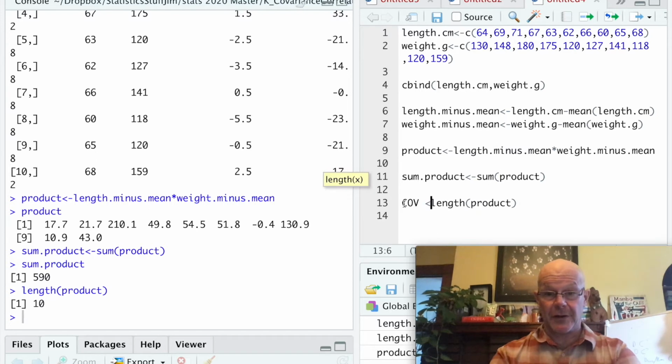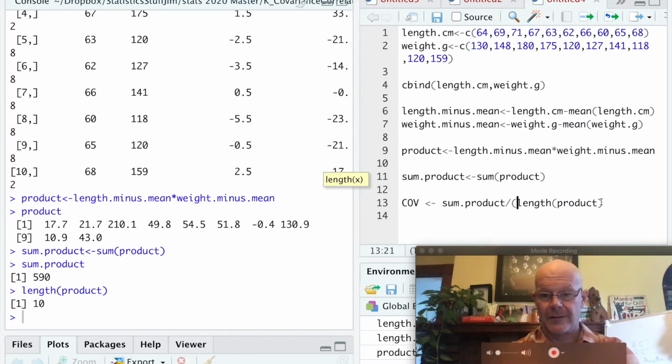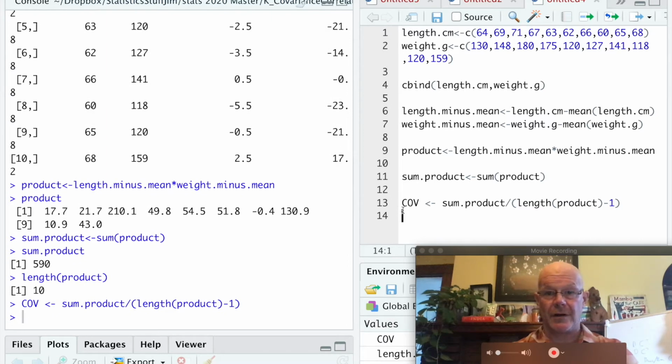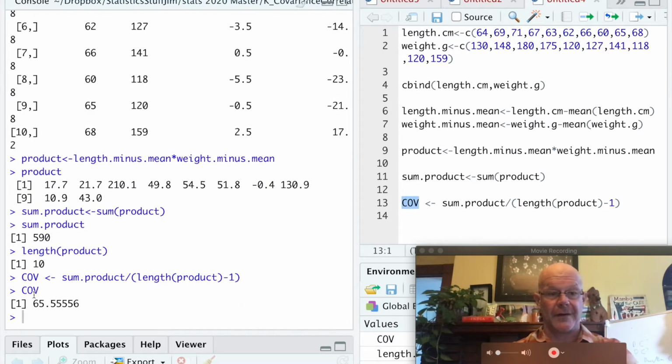So I'm going to just call it cov. The covariance is going to be what? The covariance is going to be the sum of our product divided by the length of our product minus 1. And that should give us a measure of covariance. And there it is, 65.5556. All right, we have a measure of covariance.